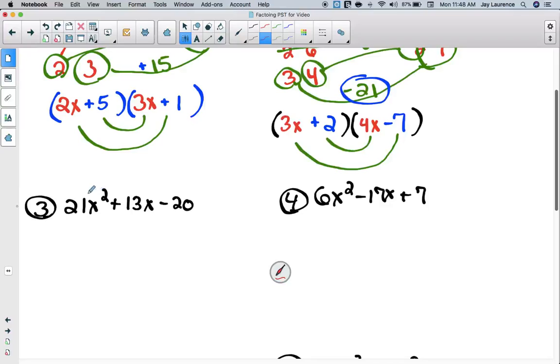All right, no GCF, not a perfect square trinomial. I'm going to list the factors of A and C. Okay, 1 and 20, 2 and 10, 4 and 5, and that's it.